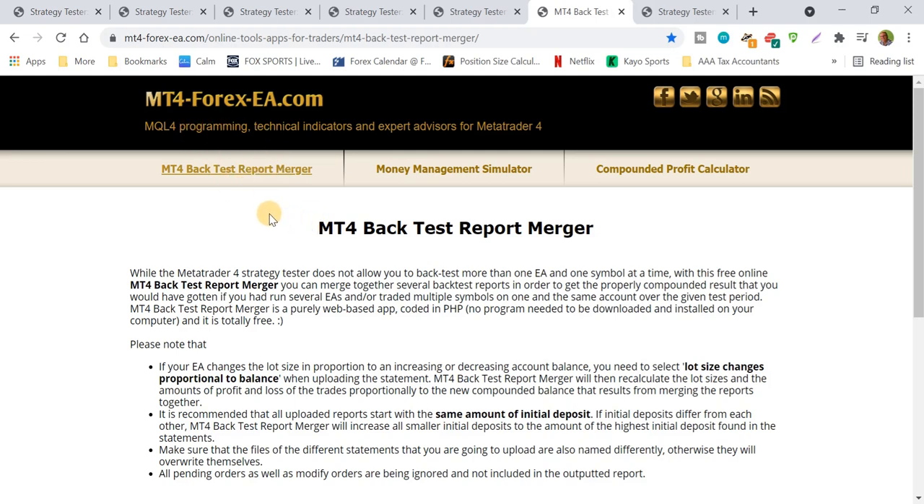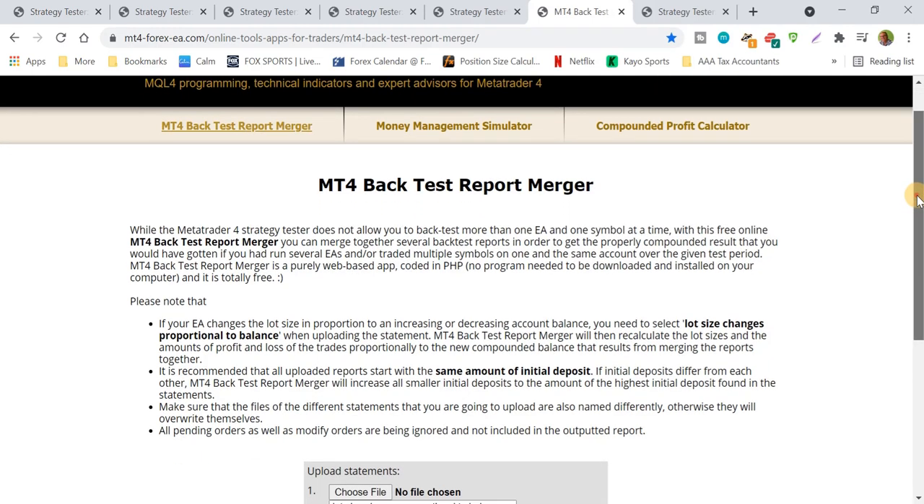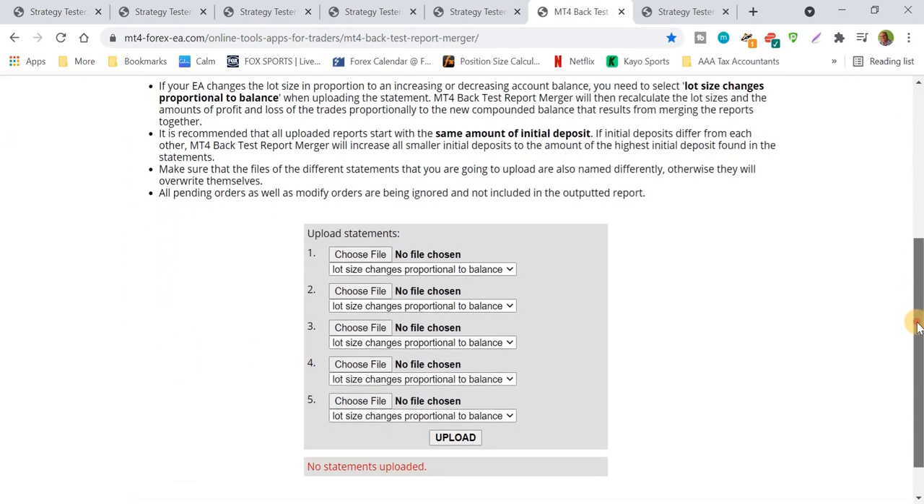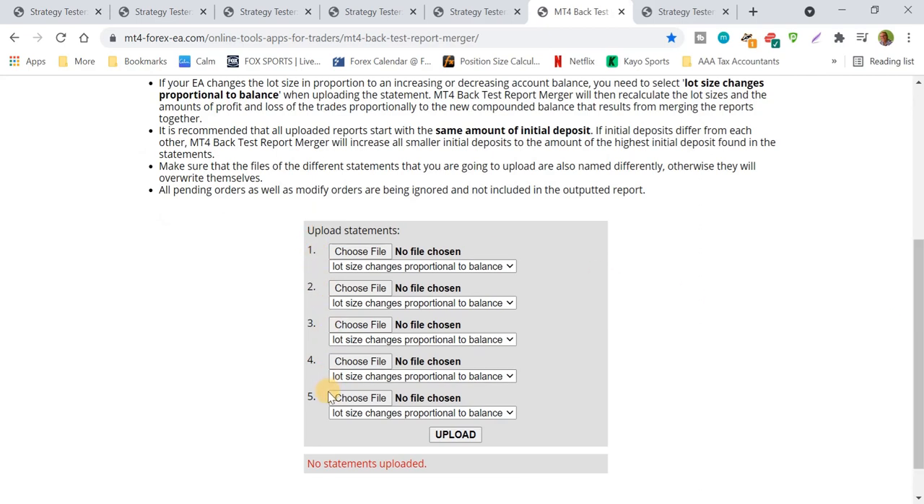Anyhow, this is a free tool, free website. It's got some other handy little things here. Compound profit calculator and money management simulator. You can try them out if you wish. It's got some instructions on how to use this MT4 backtest report merger. Just read the instructions. Now you come down here, you can add 5 files. Hence I did 5 tests. So all we're going to do is choose the files, all right?